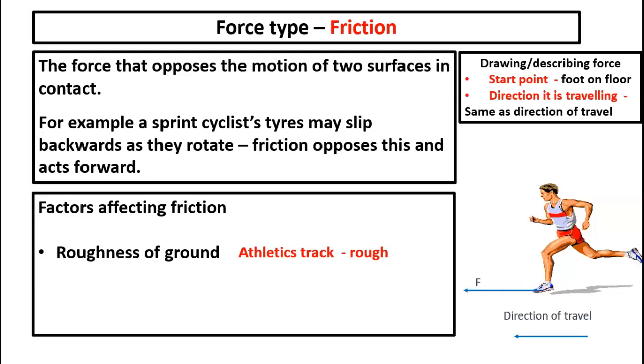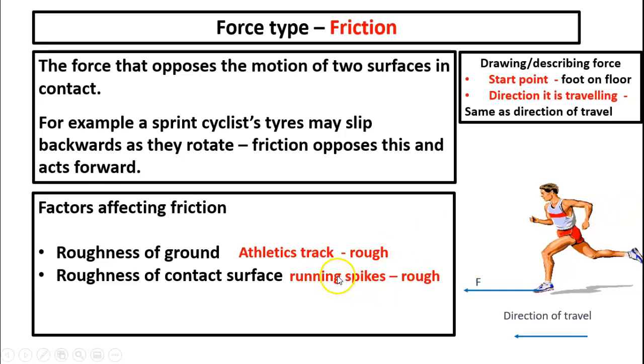Which will hopefully increase performance. Now, on top of roughness of ground, if you're a 100-meter sprinter, we also have to consider the roughness of the contact surface. In this case, we're looking at what an athlete could do to increase the roughness of their contact surface, therefore increasing their friction. If you're looking at running spikes, for example, that makes them rough, which increases friction. So please ensure you apply this. Running spikes are a rough surface, which will increase friction.